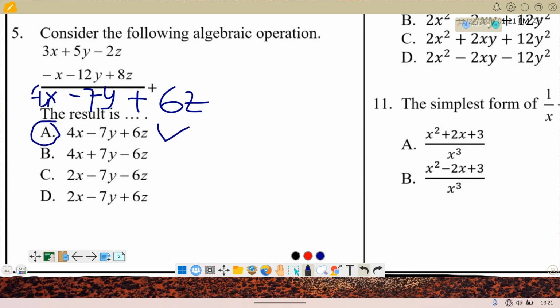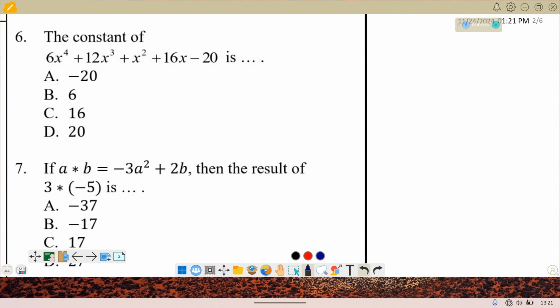The question is the constant of. Do you know the meaning of the constant? It means no variable. So according to this question, it's easy to solve this problem. The answer is negative 20. So the answer is A.